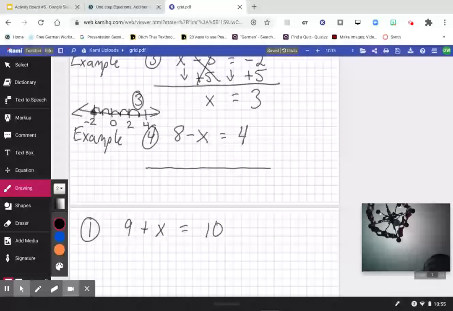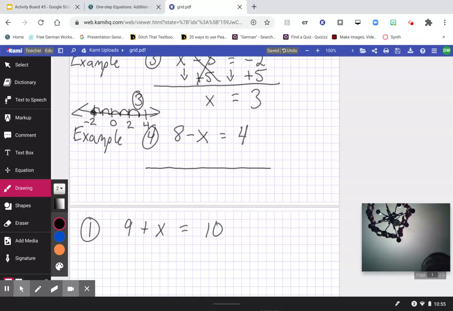Now, we could subtract 8 from both sides because we have a positive 8, all right? And I'll show you what that would look like. If we subtract 8 from both sides, 8's cancel out, and 4 minus 8 would be negative 4. But we're left with this negative symbol, and that negative symbol is not going to be sufficient for having our x on one side by itself.